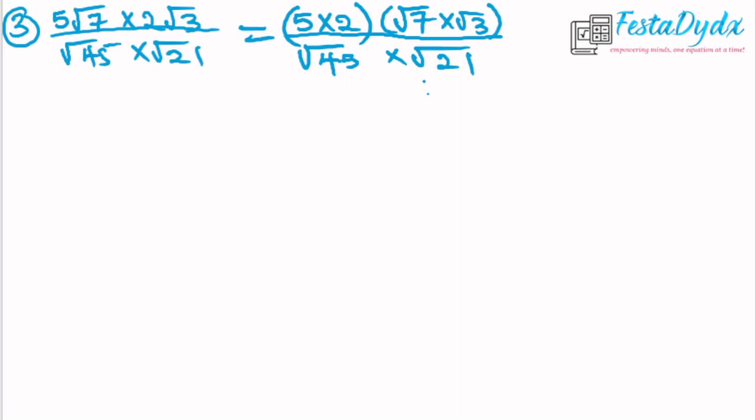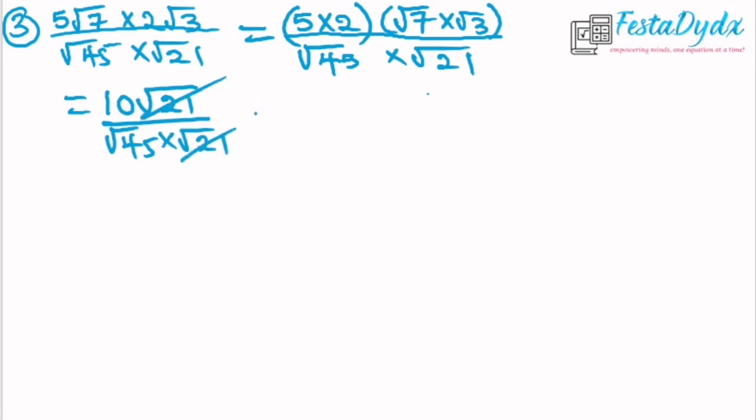Because you'll be like, 45 is a single surd. Why don't we just break it down to basic surd? We'll get there. So now for the numerator, we'll have 5 times 2. It's going to give us 10. Root 7 times 3, if you bring them under the same surd, 7 times 3, it's going to give us 21, all over root 45 times root 21. So you see, root 21 in the numerator cancels root 21 at the denominator. So we are left with 10 all over root 45.